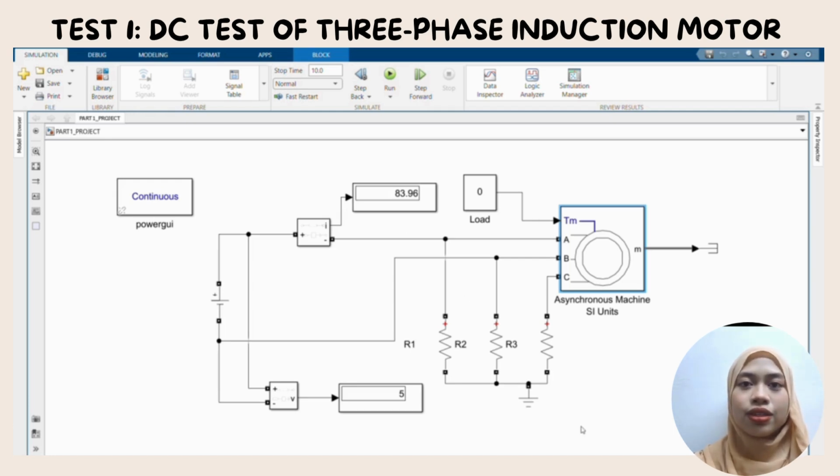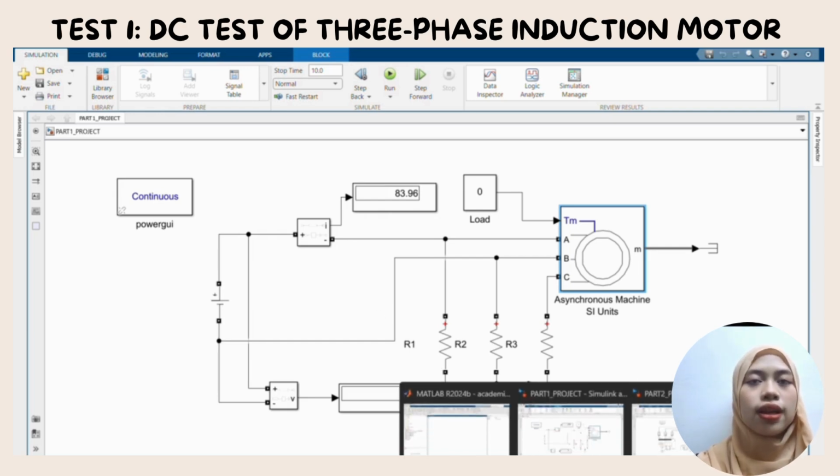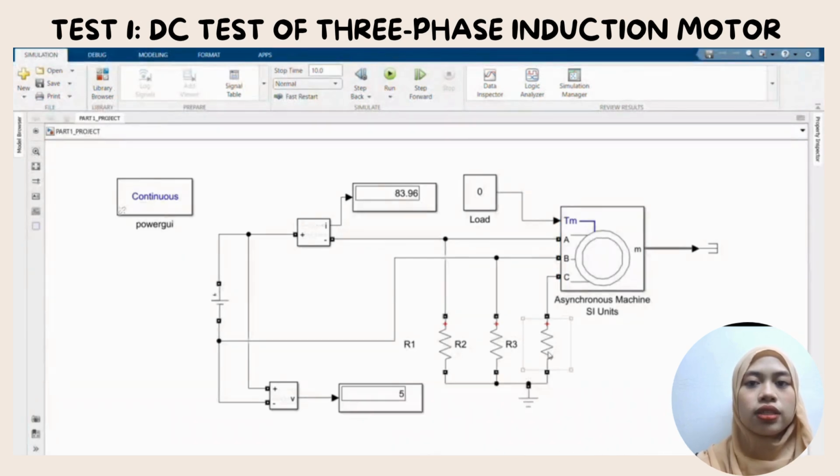So the measured current in this test is 83.96 ampere. Since the current passes through two stator winding in series, the stator resistance per phase is calculated using the formula R1, which is equal to VDC over 2IDC.